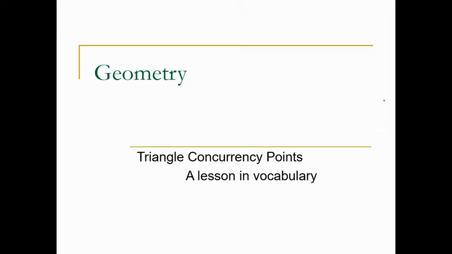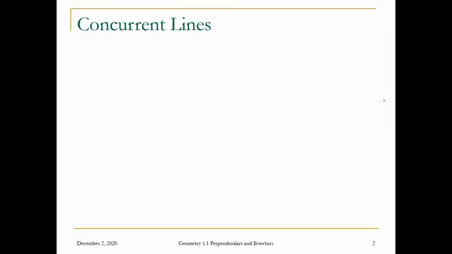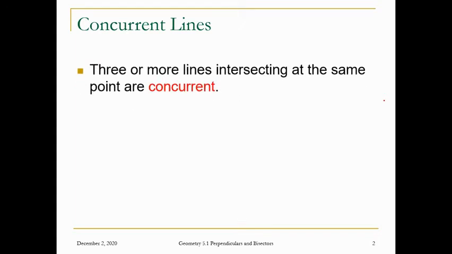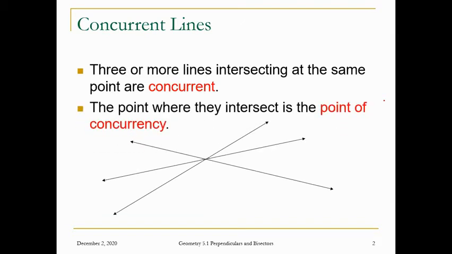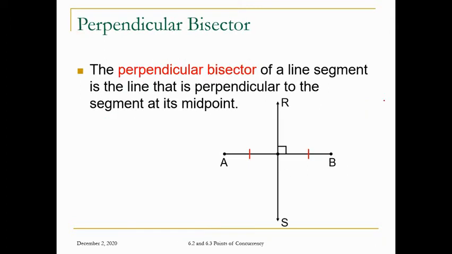Welcome to Triangle Concurrency Points. This is a real lesson in vocabulary. What are concurrent lines? Three or more lines intersecting at the same point are concurrent. Then, the point at which they intersect is the point of concurrency. That is what it looks like.